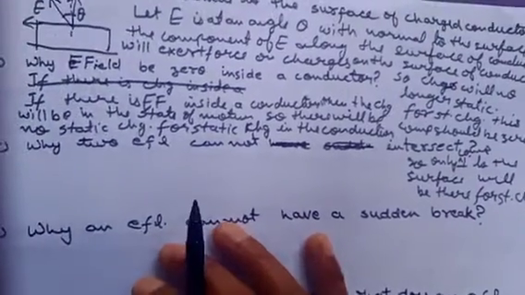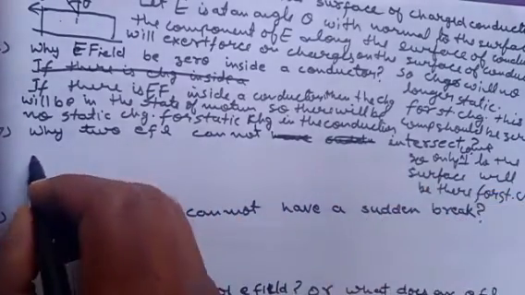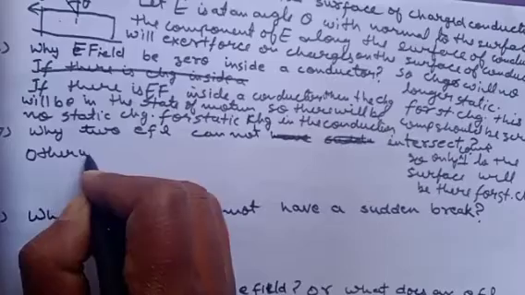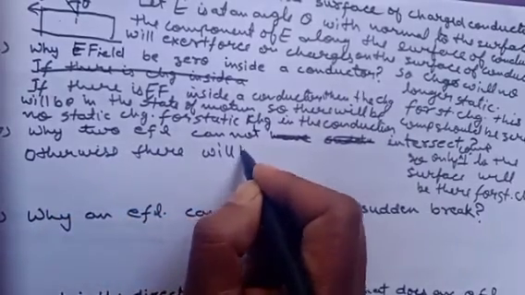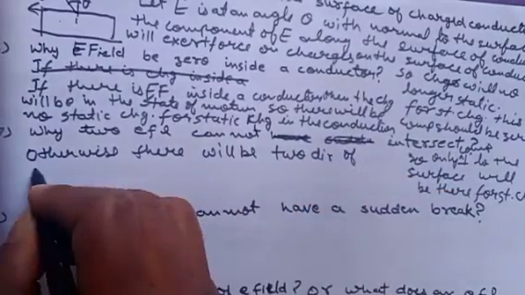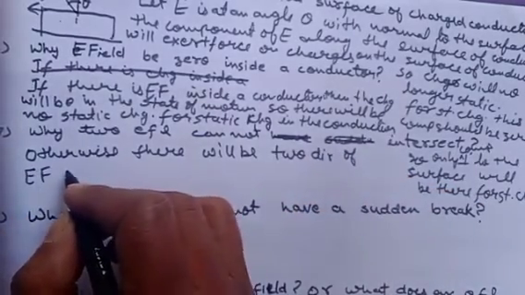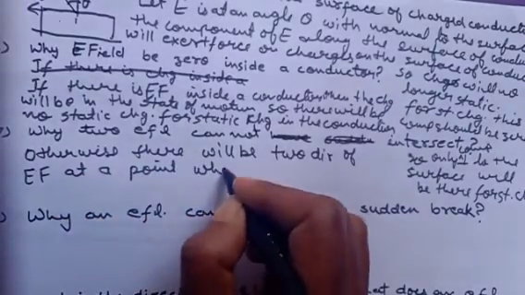Next, why two electric field lines cannot intersect each other? Otherwise, there will be two directions of electric field at a point, which is not possible.